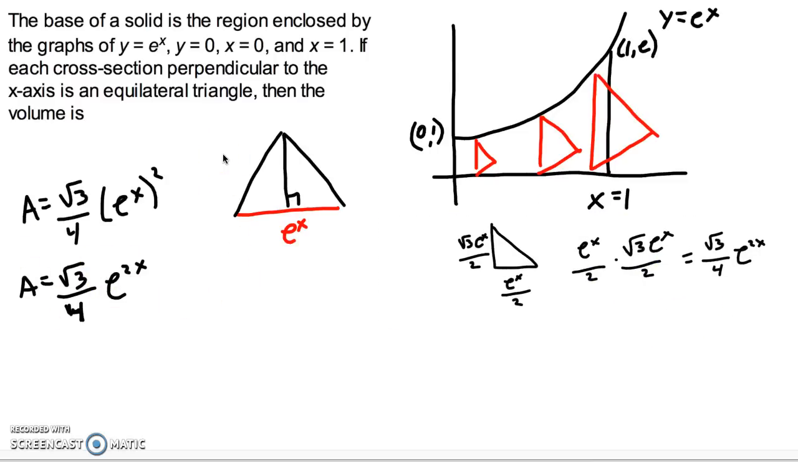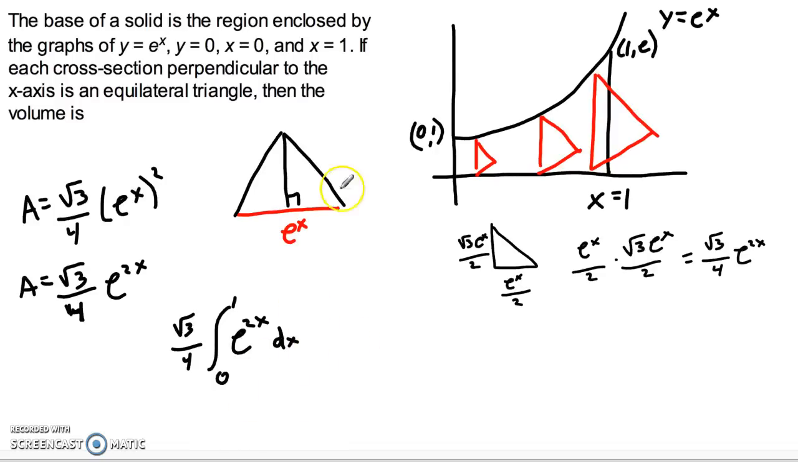So once we know the area of each triangle, then this is a simple problem to solve. We're just going to integrate this area. So rad 3 over 4 we can pull out because it's a constant. We have e to the 2x with respect to x, because we are accumulating these triangles as we move along the x-axis, right? Each point of the x-axis gives us a different triangle. We want to add all those areas up together, and we'll integrate that from 0 to 1.